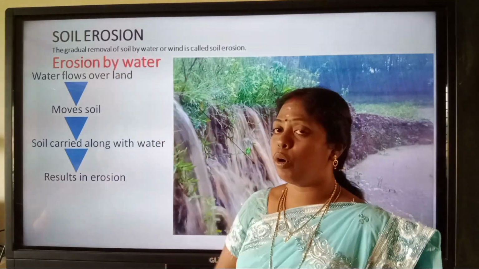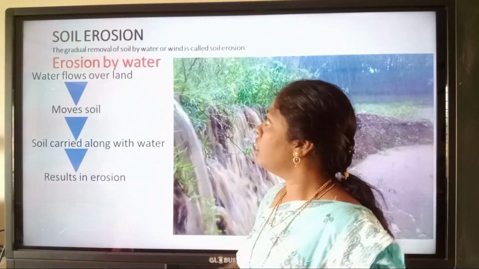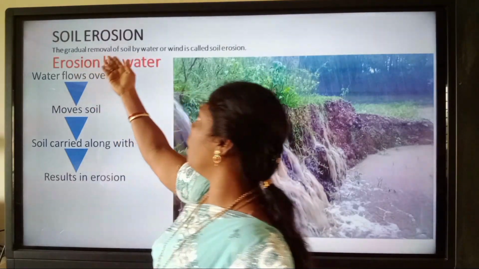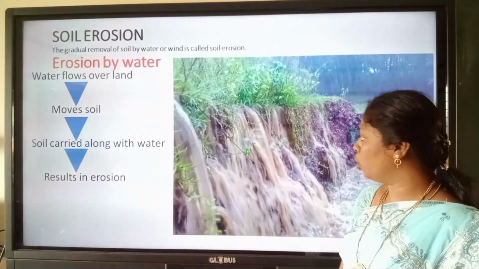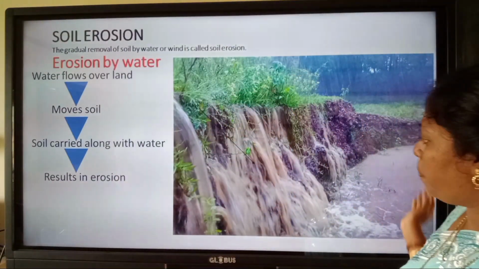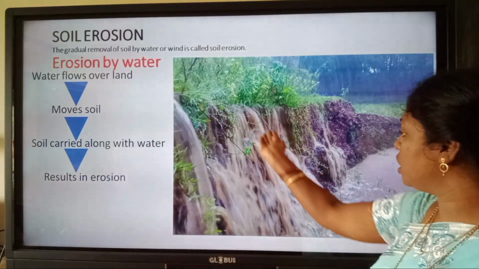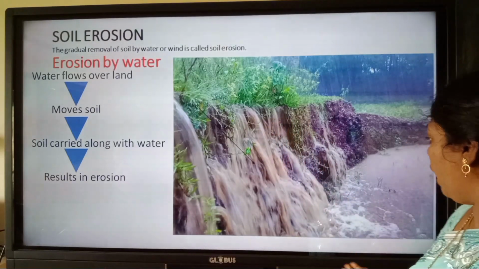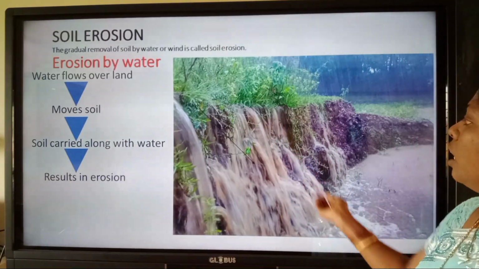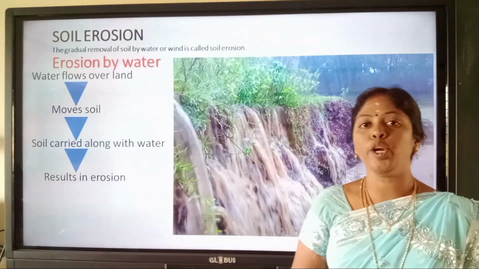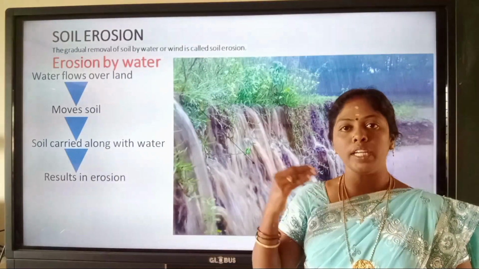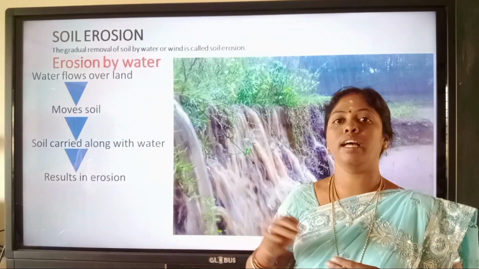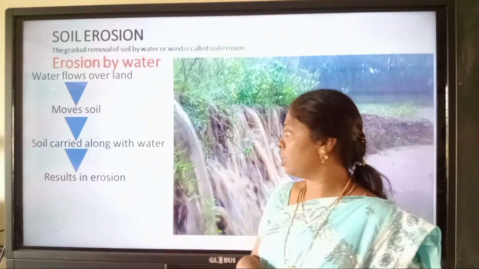Let us learn about soil erosion. The gradual removal of soil by water or wind is called soil erosion. Now you can see in this picture how the water is washing off all the sand. See? So like this, the water has the ability to wash away the soil. In the same way, even the wind can blow away the soil particles.